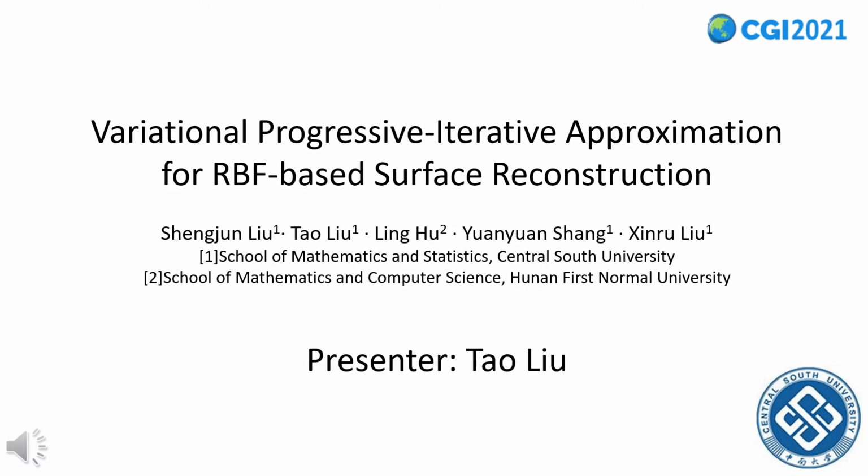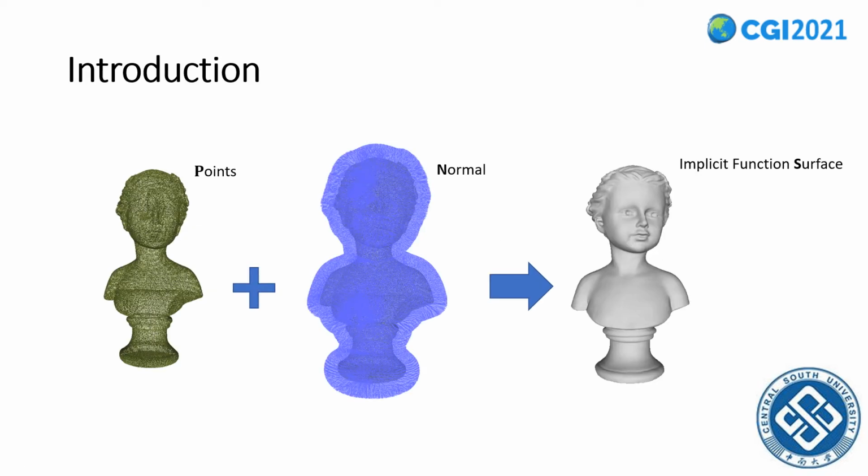I am very glad to give you a short presentation to introduce the paper Variational Progressive-Iterative Approximation for RBF-based Surface Reconstruction. Recently, with the wide use of 3D scanning technology, surface reconstruction from sampling points has become more and more important and has become a research hotspot, attracting many researchers. Many reconstruction technologies have been developed, which are widely used in robotics, computer-aided design, manufacturing and other fields.